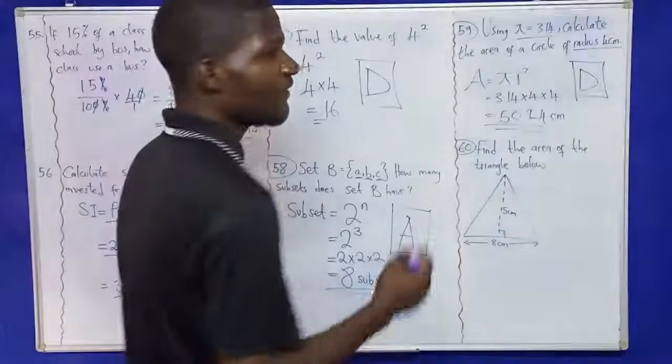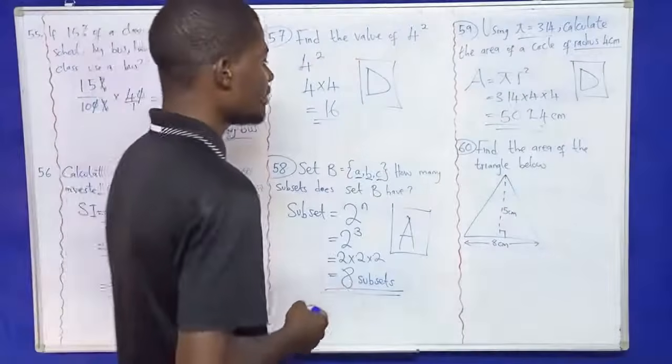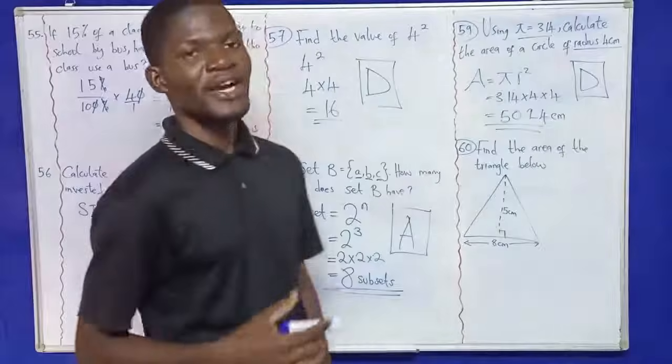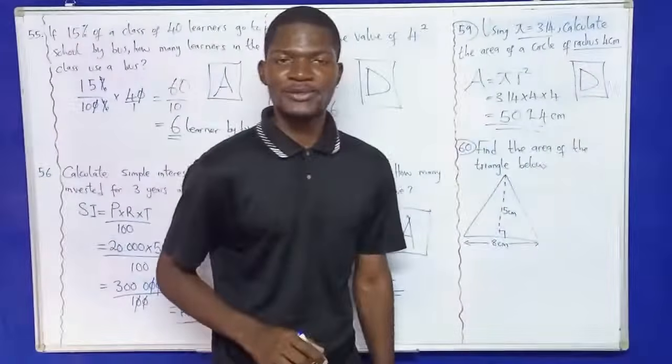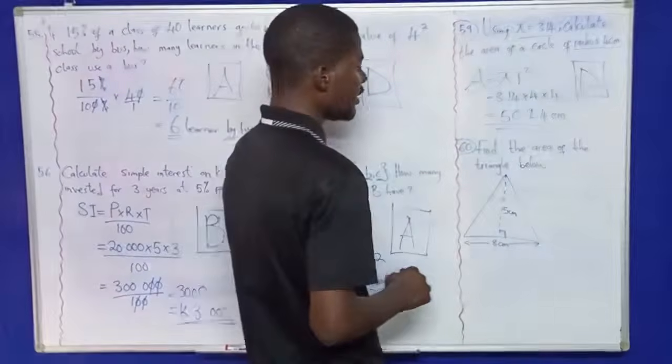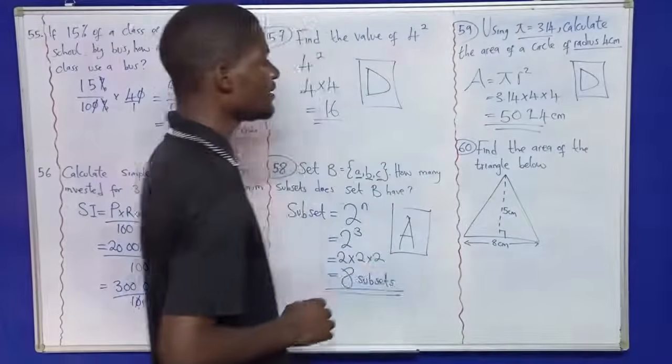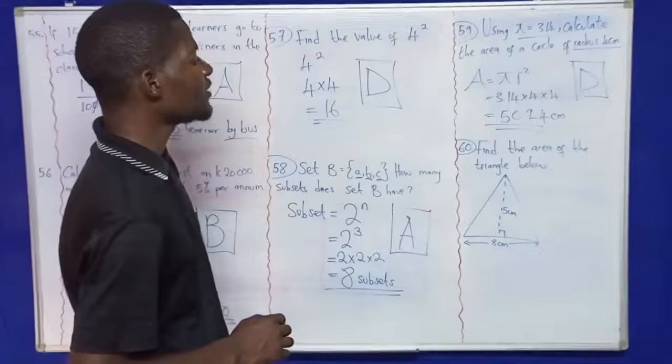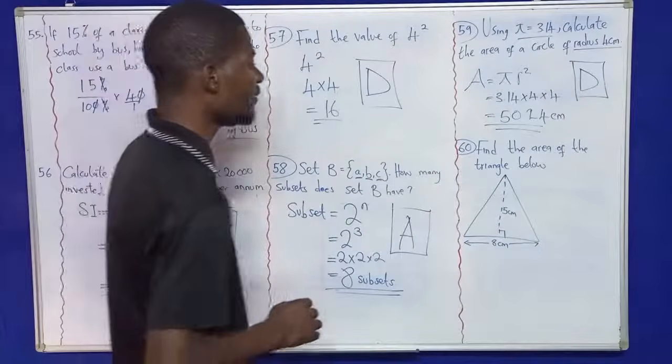And lastly and finally, we do the last question in this paper, and then we are done. We've come a long way together. And now we conclude with the last question, which says, find the area of the triangle below. Find the area of the triangle below.